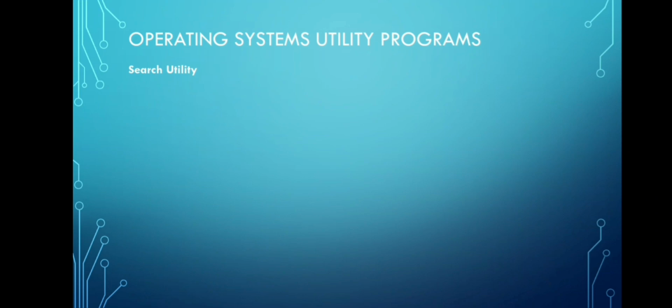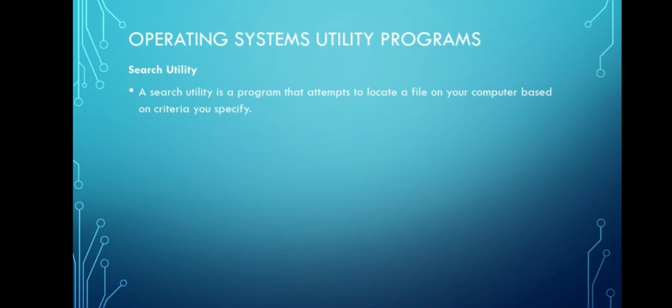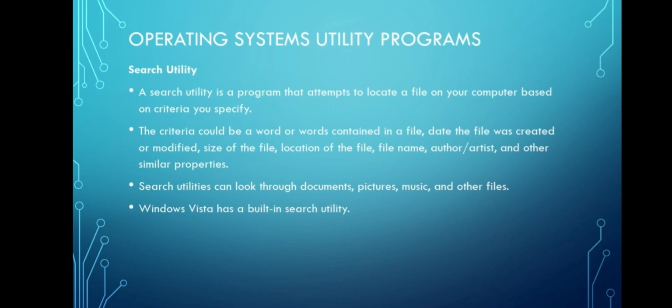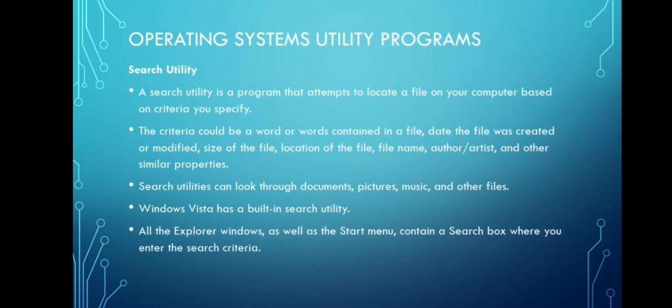The second operating system utility program is the search utility. A search utility is a program that attempts to locate a file on your computer based on criteria you specify. The criteria could be a word or words contained in the file, date the file was created or modified, size of the file, location of the file name, author or artist, and other similar properties. Search utilities can look through documents, pictures, music, and other files. Windows Vista has a built-in search utility. All the Explorer windows, as well as the Start menu, contain a search box where you enter the search criteria.